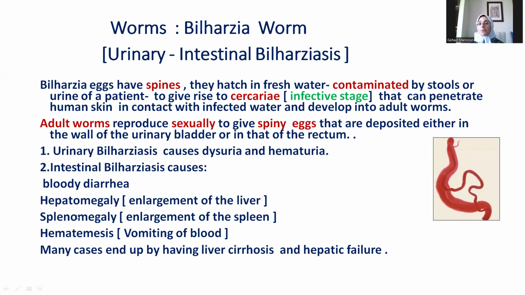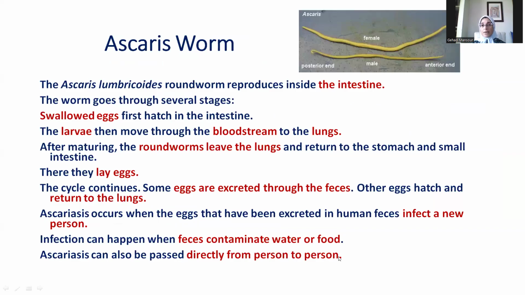But in the long run, there are complications of intestinal bilharziasis that do not occur in urinary bilharziasis. What are they? They are hepatomegaly or enlargement of the liver. They are splenomegaly or enlargement of the spleen. They are hematemesis or vomiting of blood from the blood vessels around the esophagus. And finally, the inflammation of the liver might result in fibrosis or cirrhosis of the liver and hepatic failure at the end of the day.